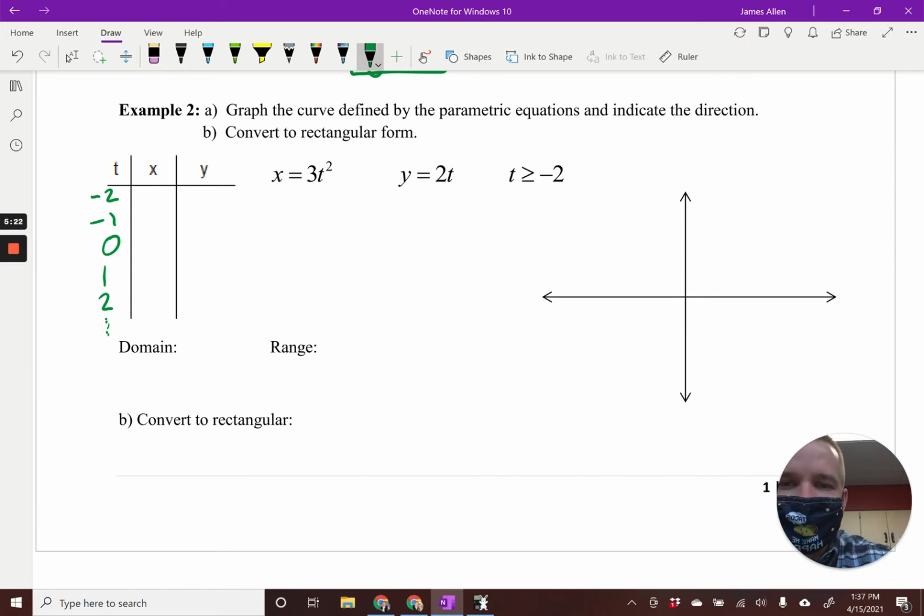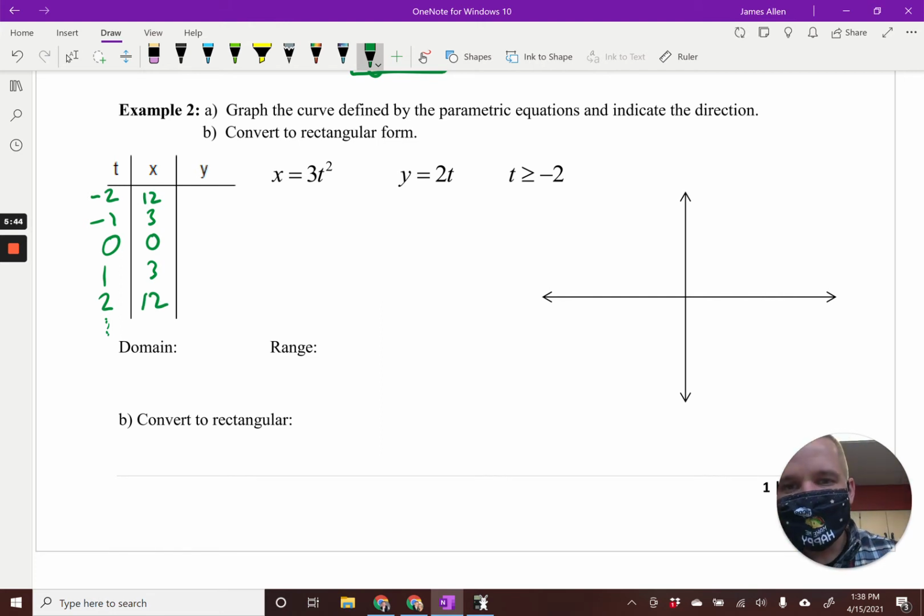Okay, so if I plug -2 in for t with the x, I'd end up getting 4 times 3 is 12. If I plug -1 in, I'm going to get 3 times 1 is 3. 0 would give me 0. 1 would give me 3. And then I would end up with 12 again. And that makes sense there because that's like quadratic, right? It's going to be symmetrical there.